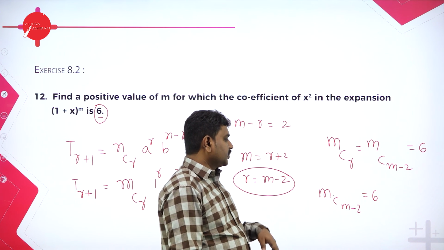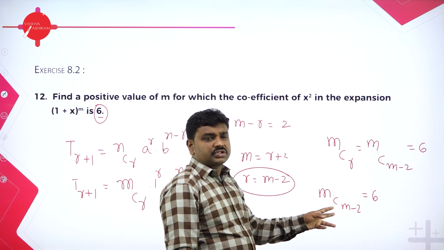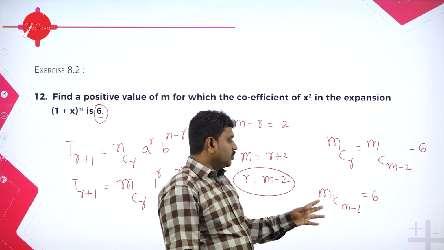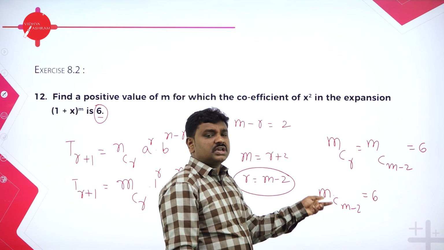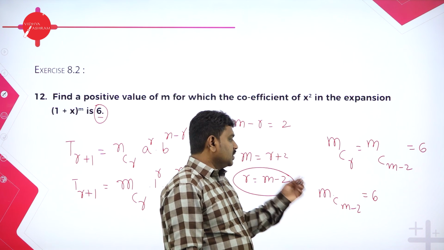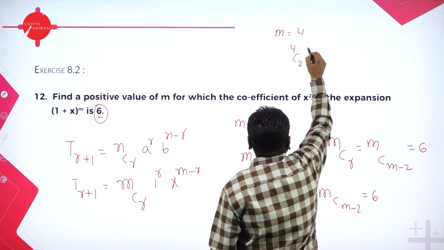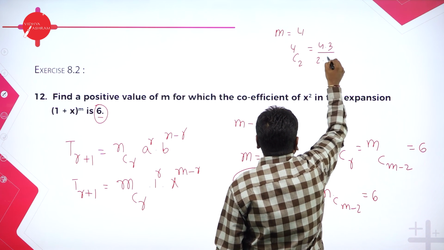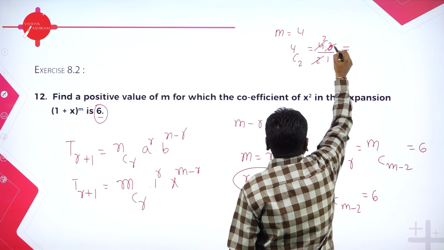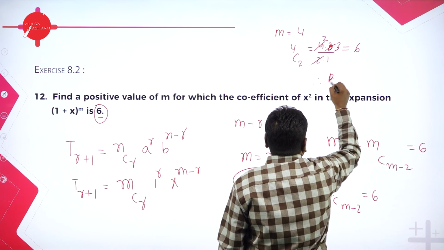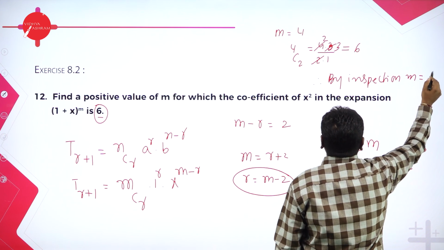So m, if you take 3, 3C1 is 3. M, if you take 4, 4C2, 4C2 is what? 4 into 3 divided by, no. M, if you take 6, 6C4, 6C4 is 6C2, 6C2 is 6 into 5 divided by 2 into 1, no. So let m is equal to 4. If I take 4C2, 4C2 is 4 into 3 divided by 2 into 1. So if I do this, I'll get 6. So therefore by inspection, m is 4.